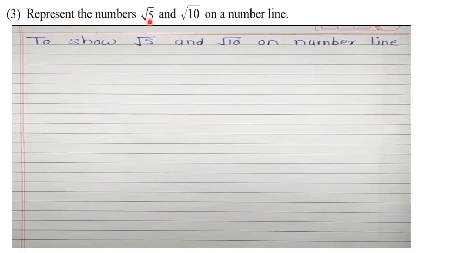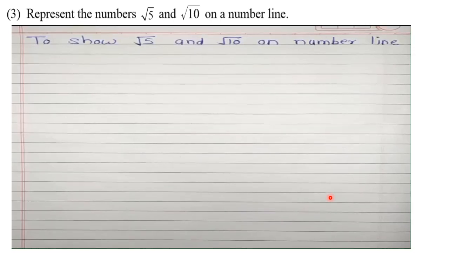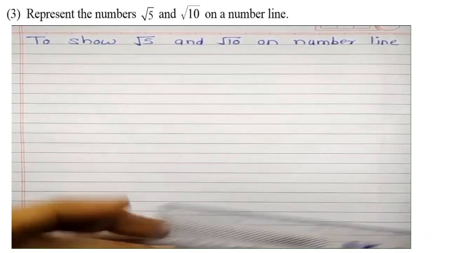Represent the numbers root 5 and root 10 on the number line. Here, while explaining the irrational number, I took the example of root 2. So here now you will understand how to construct this. Let us see how to construct this, or how to represent root 5 and root 10 on the number line.